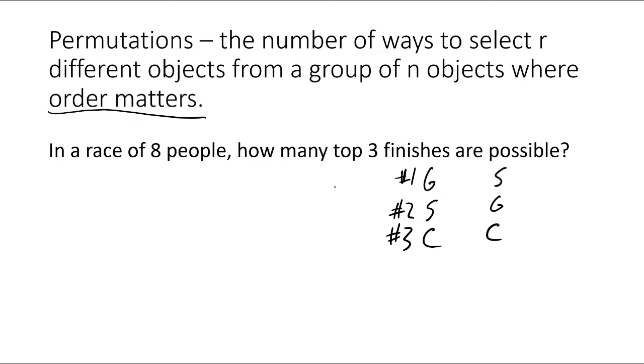All right. So let's figure out how many top 3 finishes are possible. So we've got 8 people running a race. We want to know about the top 3 finishes. So there's 3 podium places. All 8 people are starting the race. So we assume all 8 people could win. So there are 8 different choices for first place.